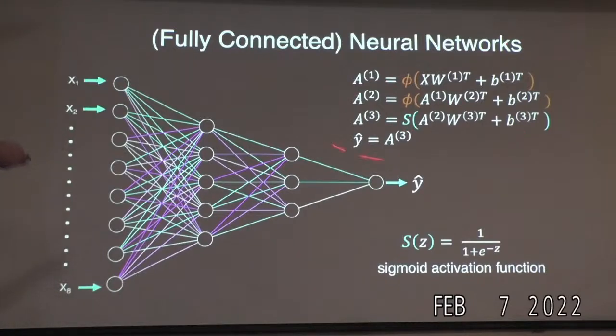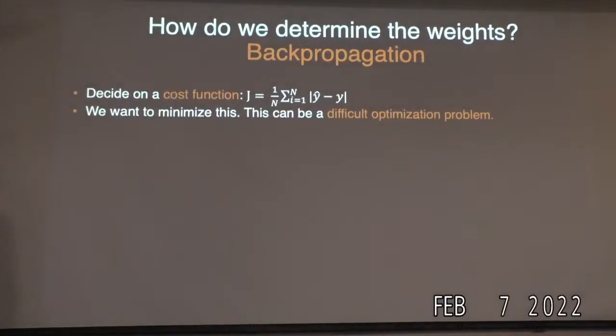So using these equations, we know how to make a prediction with a neural network. But how do we figure out what the weights are? How do we know what W and B are? For that, we use an algorithm called backpropagation. The first step in backpropagation is to decide on our cost function. This is a function that describes how well our neural network is doing. It compares our predictions to some ground truth that we have. This is just mean absolute error. If we're doing a classification problem, we'll probably use something like negative log likelihood or binary cross entropy.